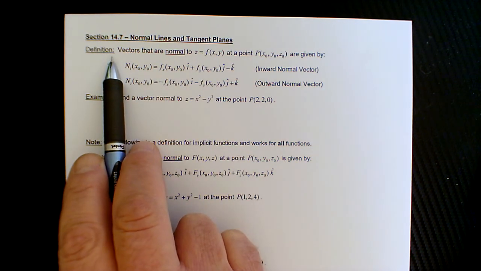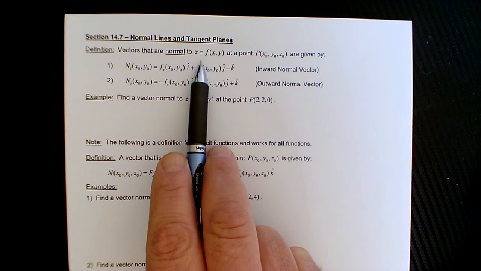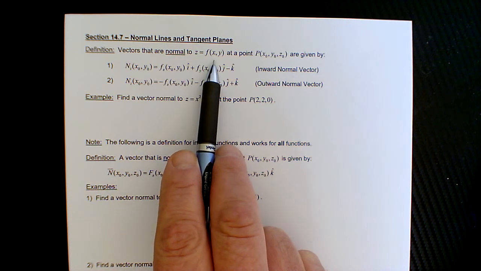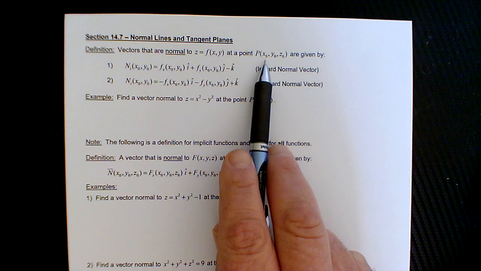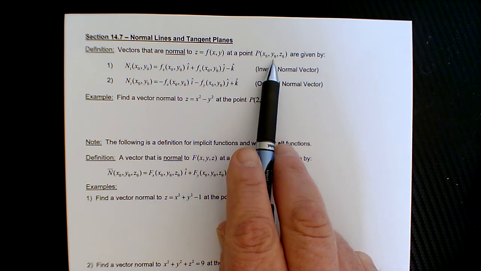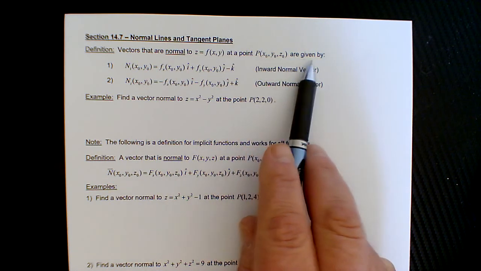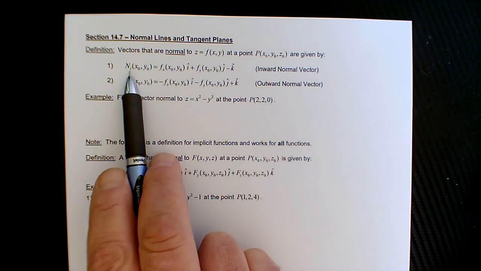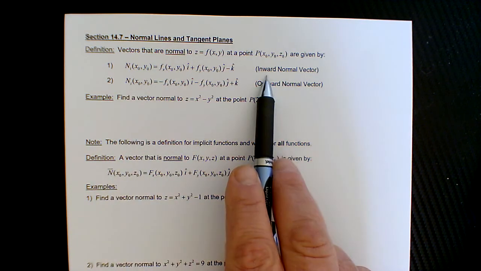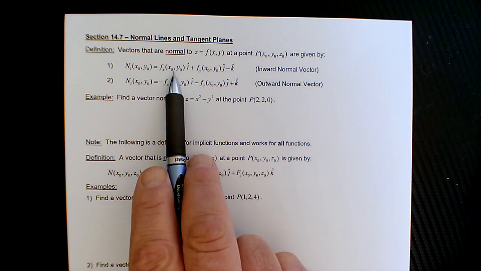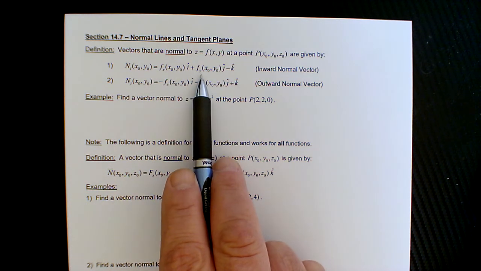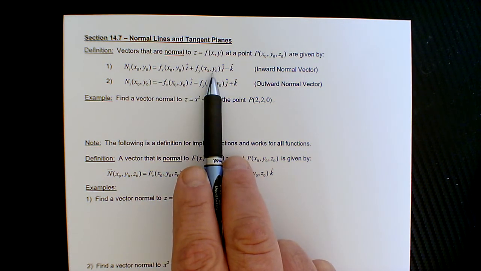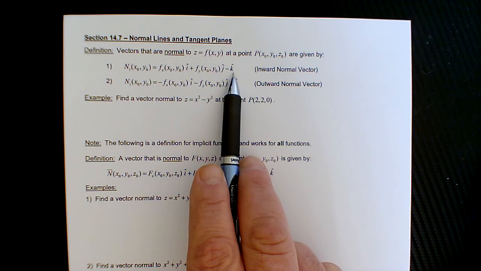First definition is for a normal line to a function given by z equaling a function of x and y, f of x, y, at a particular point, x sub 0, y sub 0, z sub 0. The normal vector is given by, we use n sub I for the inward normal vector, and it's just the partial of f with respect to x evaluated at the point x sub 0, y sub 0 times i, plus the partial of f with respect to y evaluated at that same point times j, and then minus k.